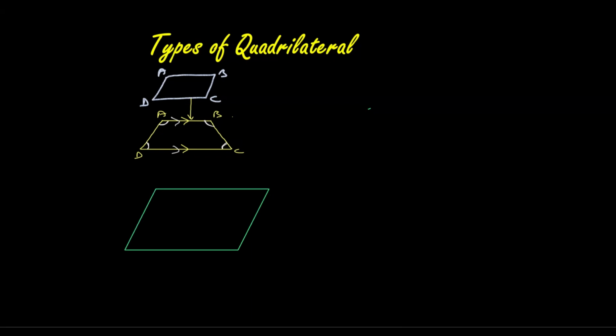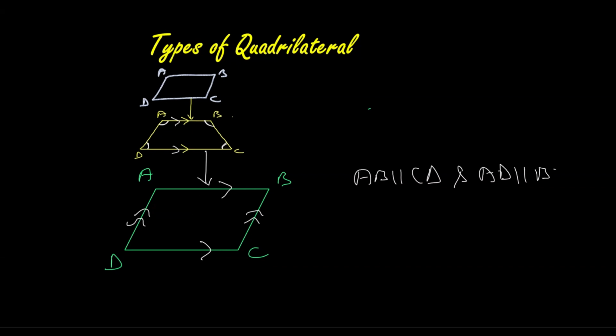What you can figure out here is that this quadrilateral still retains every property that a quadrilateral has, but the characteristics that it has emerged into are, number one, that not only one pair, but both pairs of opposite sides are parallel. That means AB is parallel to CD and AD is parallel to BC.